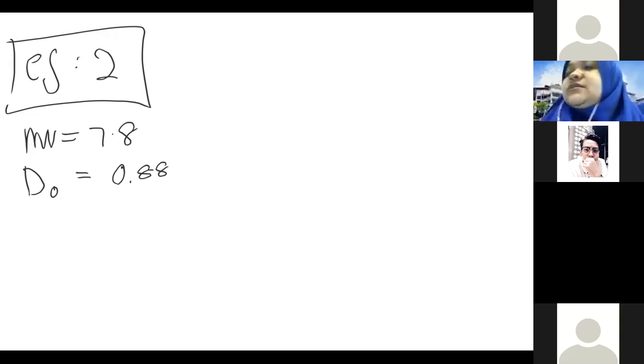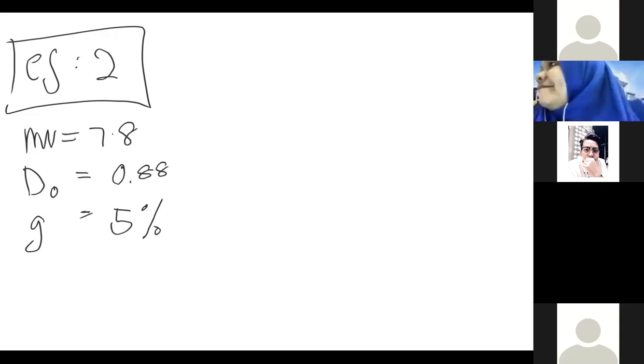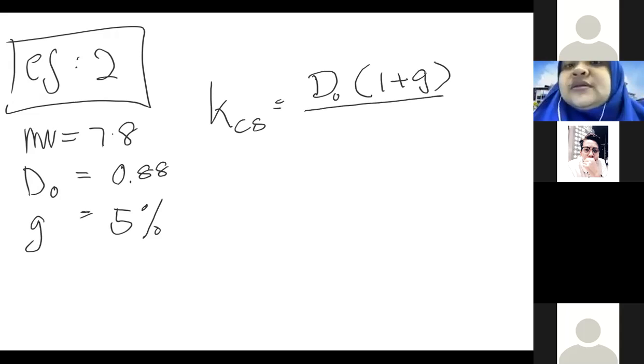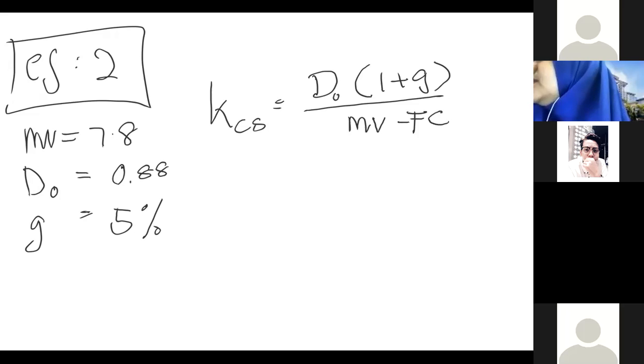And it is expected to grow at 5%. So calculate the cost of common share. The cost of common share is equal to dividend at year one. So how to calculate dividend at year one? It is D0 times 1 plus growth, divided by market value, minus flotation cost. But in this case, is there any flotation cost?